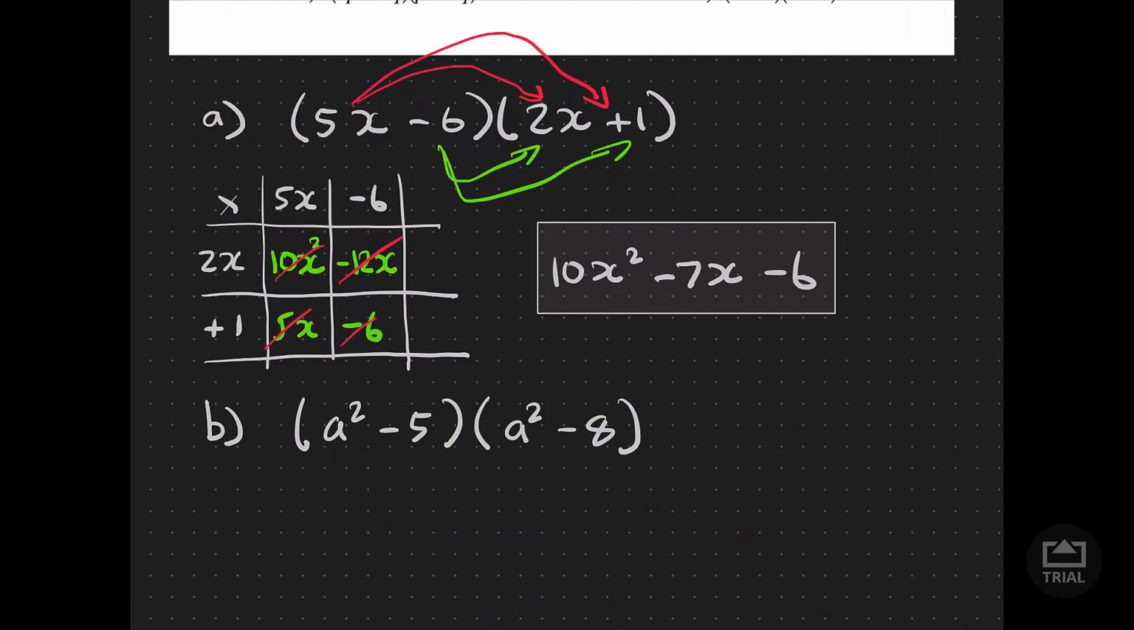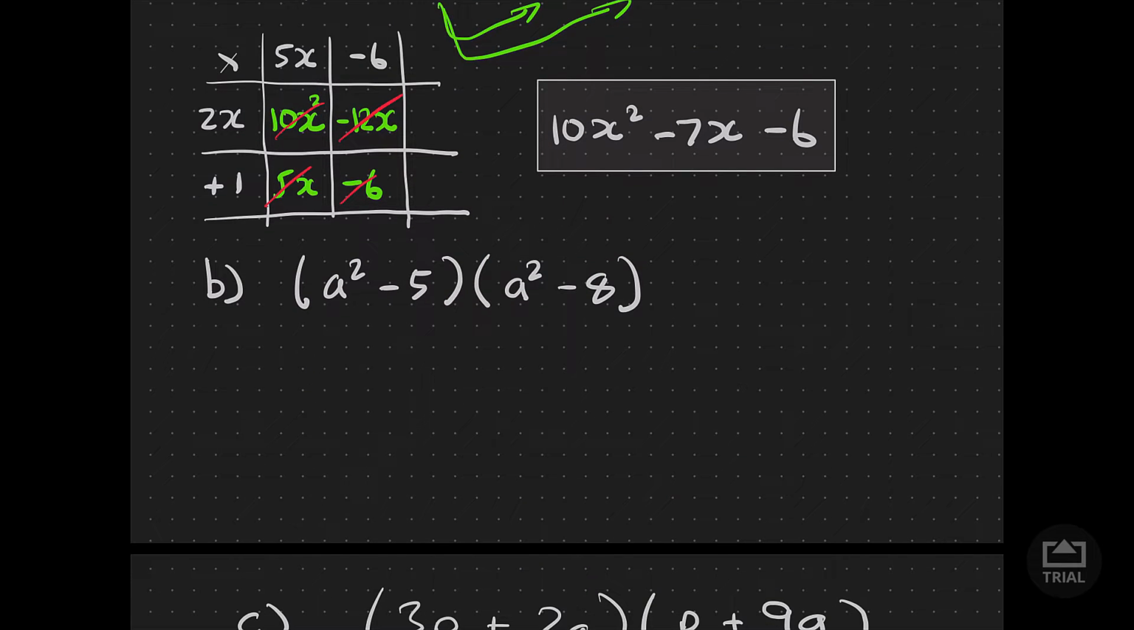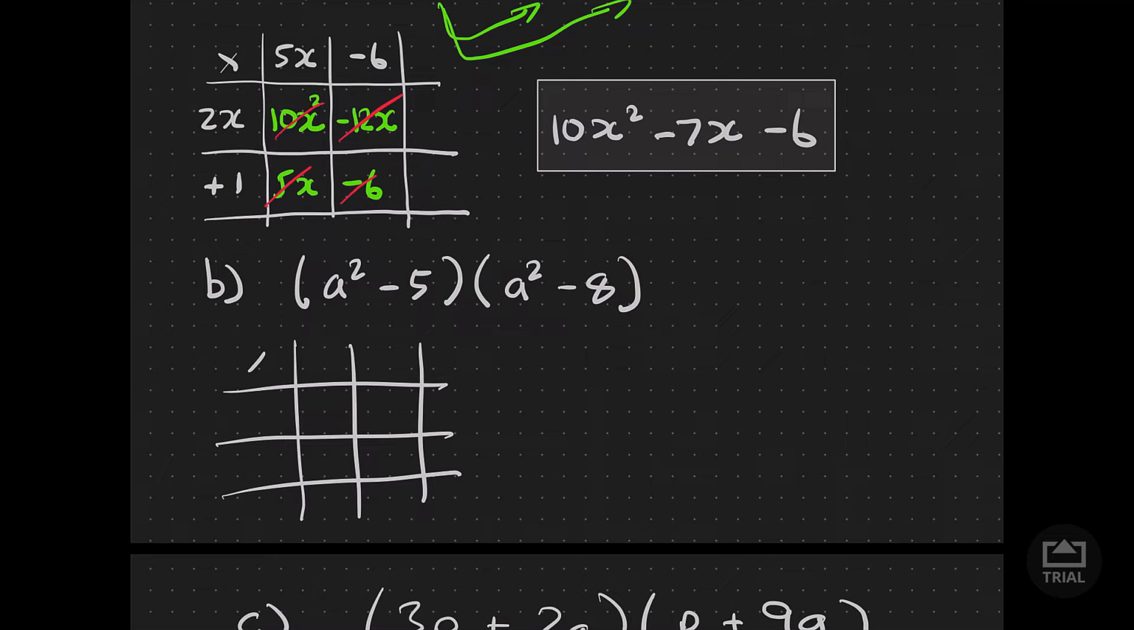We're going to do the same thing down here. We're just going to set up this grid. So 1, 2, 3, 1, 2, 3. We're multiplying. We have a squared minus 5 and a squared minus 8, and a squared times a squared is a to the power of 4. A squared times negative 5 is negative 5a squared. Negative 8 times a squared is negative 8a squared. And negative 8 times negative 5 is a positive 40.